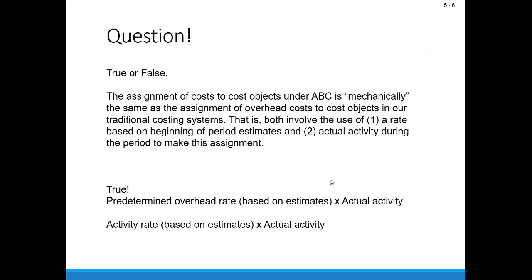That is true. In our traditional costing systems, our job order costing and our process costing systems, we had those predetermined overhead rates that were based on estimates at the beginning of the period, and then we applied overhead using the actual activity throughout the period. Same idea here in ABC, only now we've got more rates. We've got those activity rates, which are based on estimates, and we're factoring those by the actual activity or consumption of these resources by products or customers or whatever the cost object is throughout the period. So there are some parallels there in terms of how these things operate, something that I think is helpful to keep in mind.